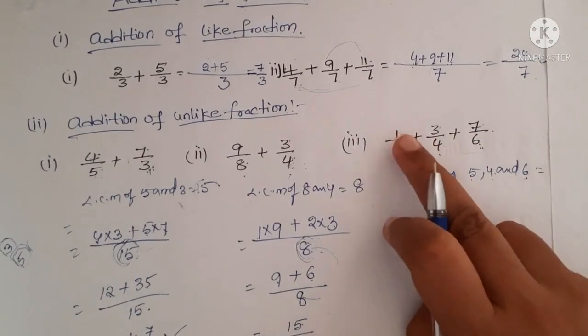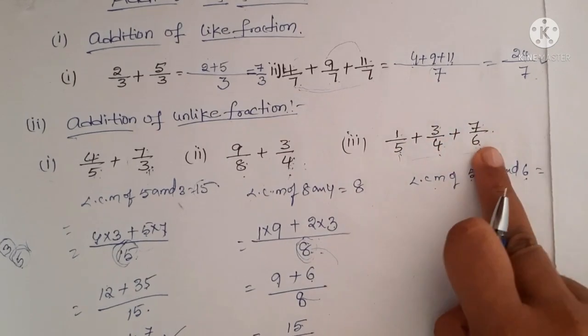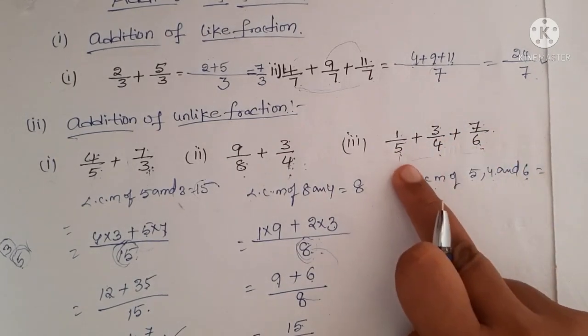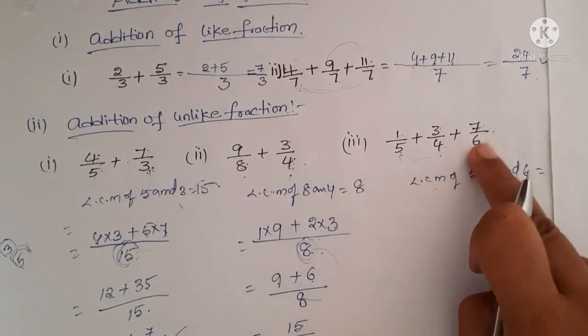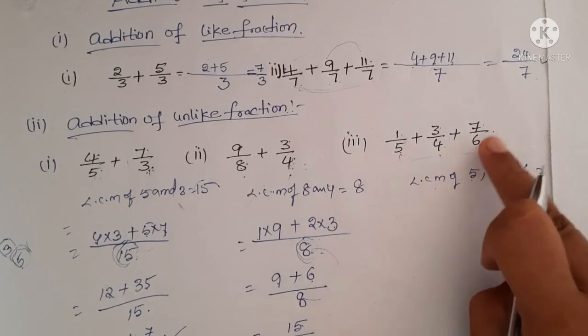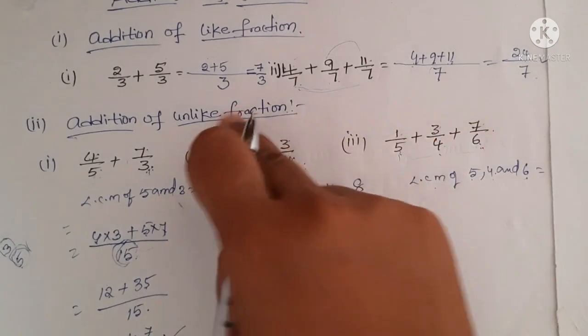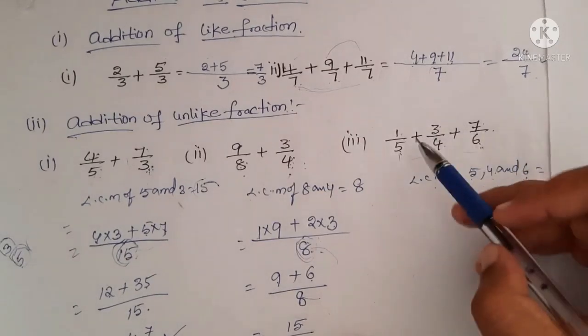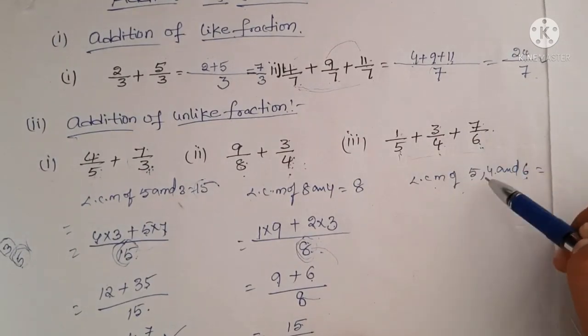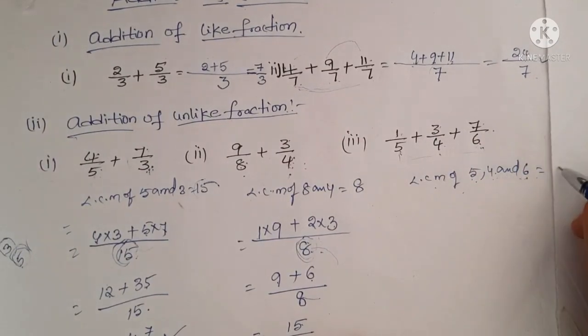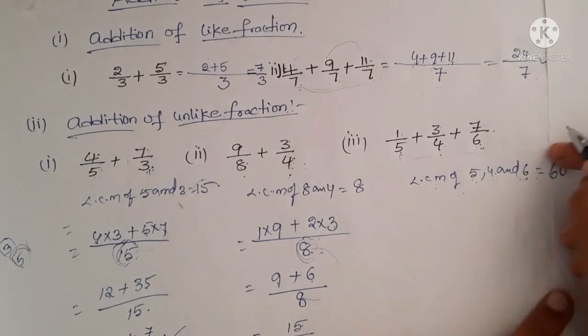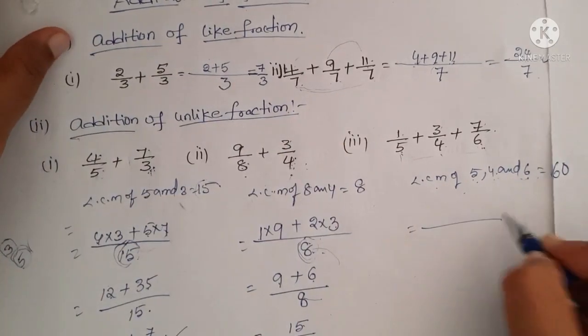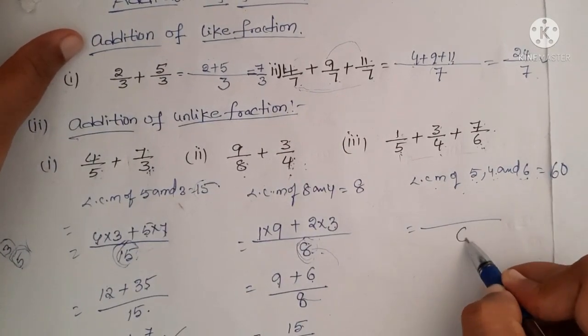Next example, 1 by 5 plus 3 by 4 plus 7 by 6. See here in denominator place 5, 4, 6. These numbers are not same. So these fractions are called unlike fractions, right? So first we have to find out LCM of 5, 4 and 6. What is the LCM of 5 and 4 and 6? 60. Okay, see here, right here 60 in denominator place.